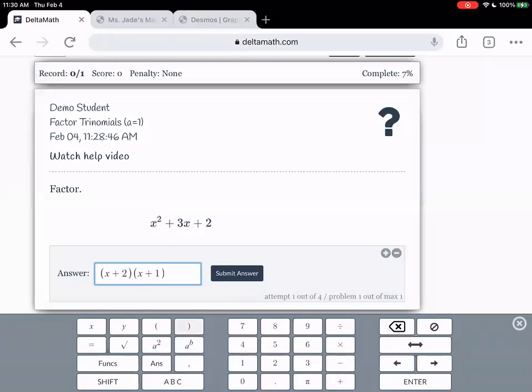And by the way, it's okay if you wrote x plus 1 first. Same thing. X plus 1 times x plus 2 is the same thing as x plus 2 times x plus 1. So if you switch the order of these, it's totally fine.